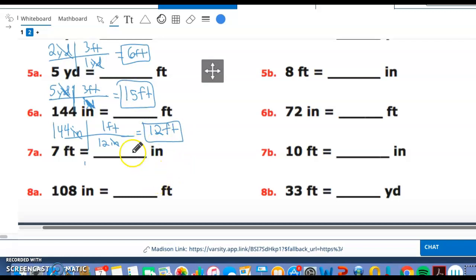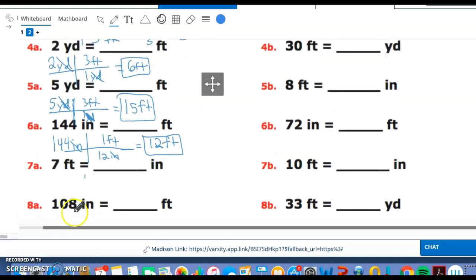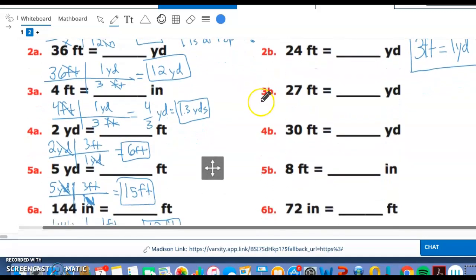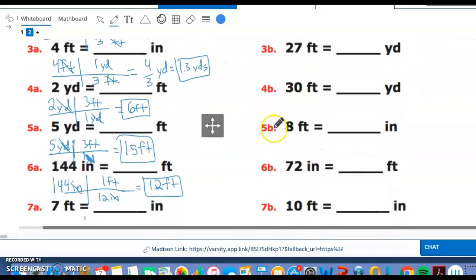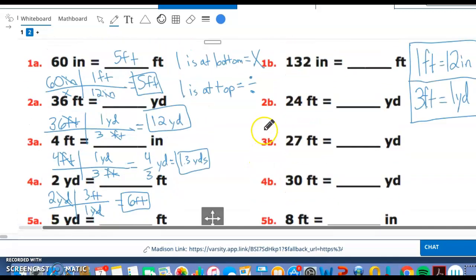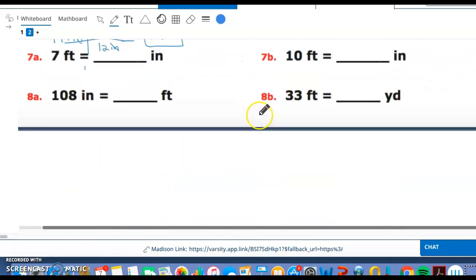All right, so now I want you to go ahead and from these examples do 7A, 8A, 1B, 2B, 3B, 4B, 5B, 6B, 7B, and 8B. And then once you're done, I'll come by and check your answers. Thank you.